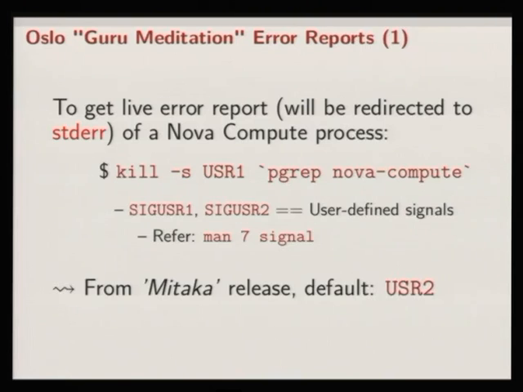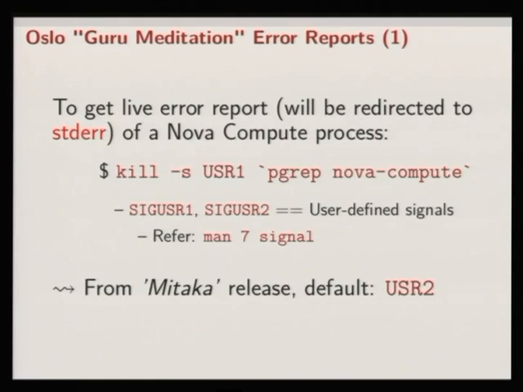Good question. The question is: is this error report mechanism specific to Nova or other components? It is currently wired up in Nova. There is work in progress to enable that in other projects as well, but I'm not tracking those efforts. Some of them might have already been merged, so we can check that from the Git.